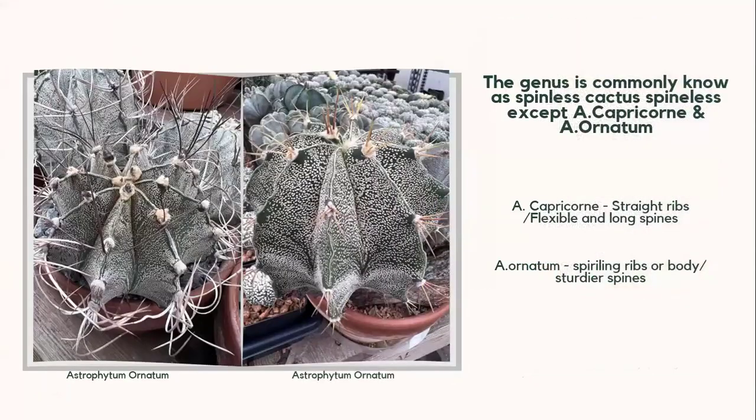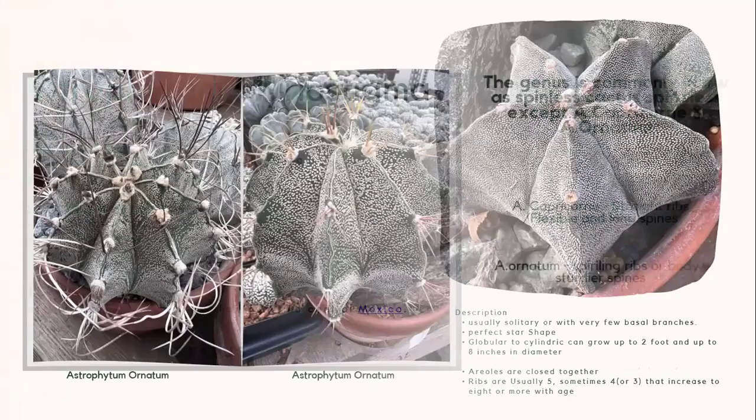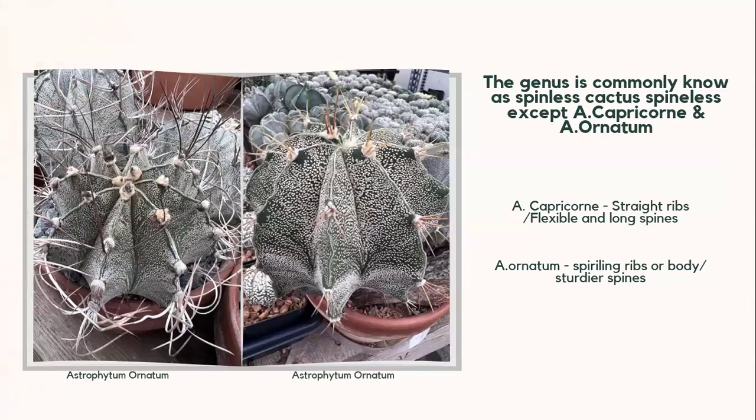And this is the difference between Astrophytum ornatum and capricorne. These are the only 2 species of Astrophytum that have spines. The rest are spineless. With the capricorne, the ribs are longer and the spines are more flexible, while for the ornatum, the spines are shorter and sturdier. So that's the difference between the 2.